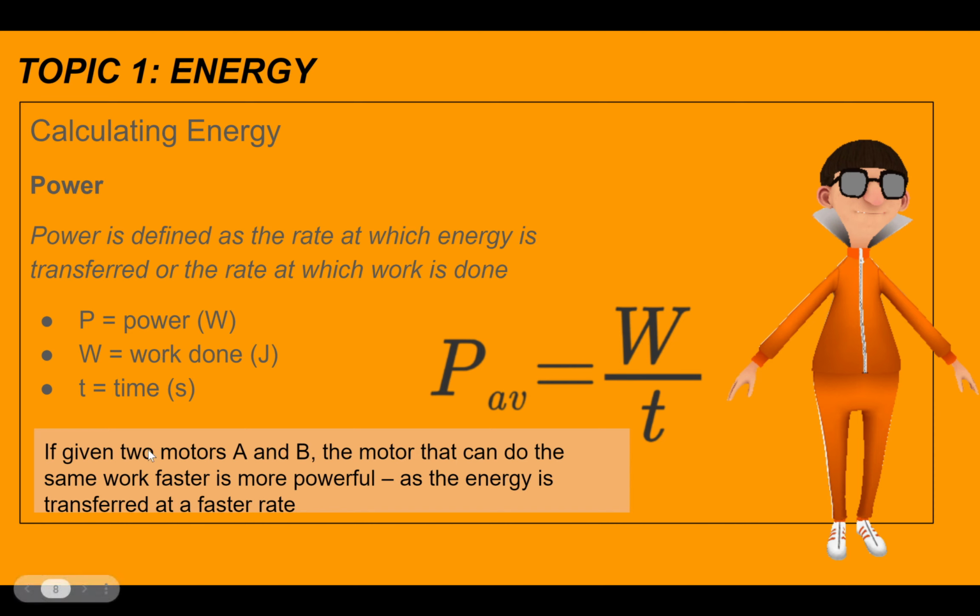Also, if given two motors, A and B, the motor that can do the same work faster is more powerful, as the energy is transferred at a faster rate. So speed is also considered when thinking about power.